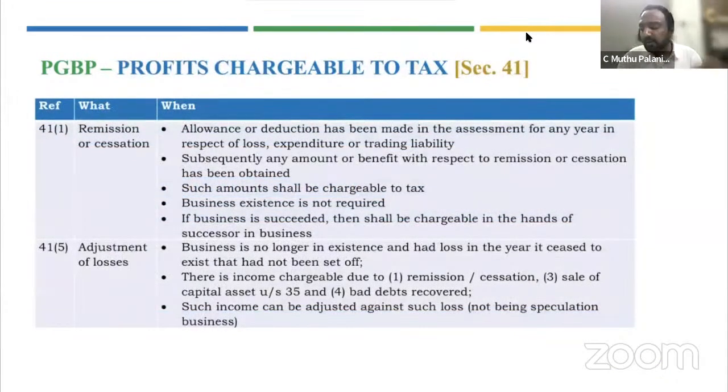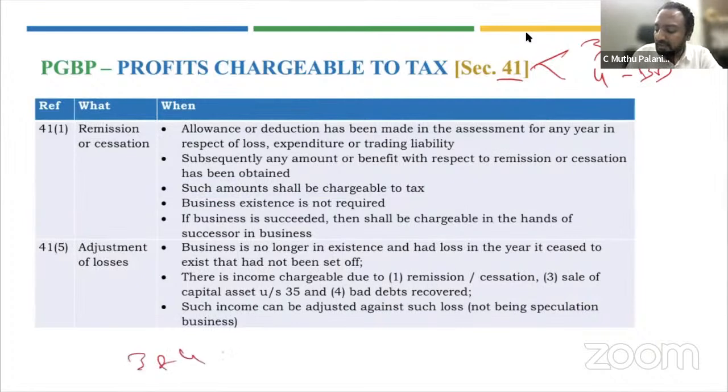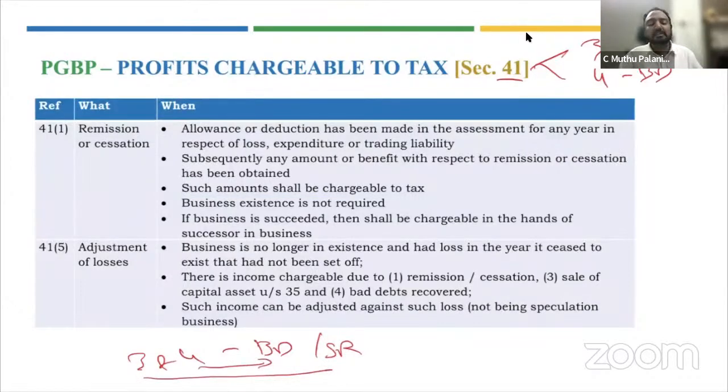The next topic we'll be talking about is deemed income. We already saw two sections: one was for bad debts and the other for scientific research. What is the other one that we are going to see now is remission or cessation of liability, which is very simple. A particular creditor is there, and I owe that creditor 50,000 rupees.